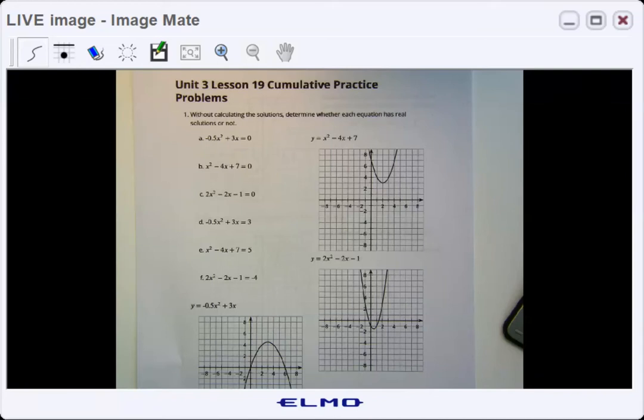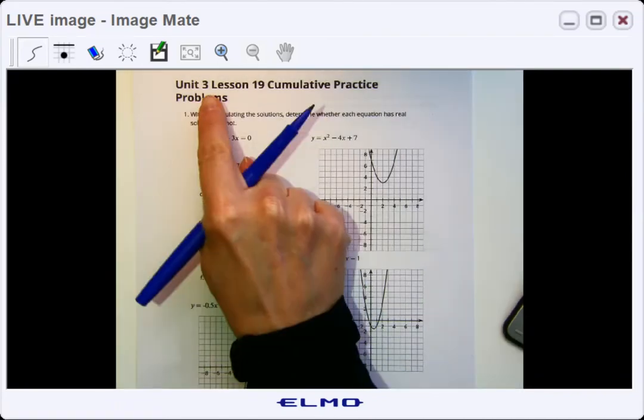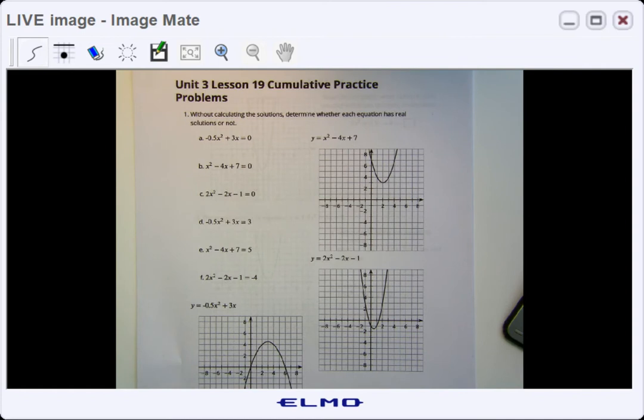Hi, it's Mrs. Murat here with help on the Unit 3, Lesson 19 practice problems. On number 1, it says without calculating solutions, determine whether each equation has real solutions or not.